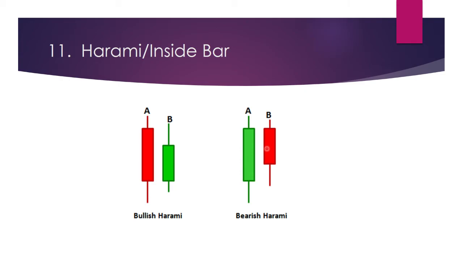All right. Harami, also known as the inside bar. The Harami, also called the inside bar, is the opposite of an engulfing pattern. It's a trend reversal pattern that consists of 2 candles, candles A and B, with the body of candle B completely inside the body of candle A. Okay? That means it matches. You can put this inside there, or you can put this one inside this one. All right? That's what that's meaning.